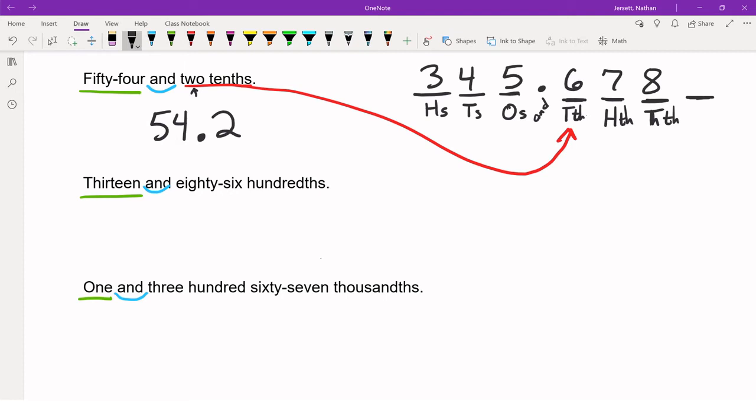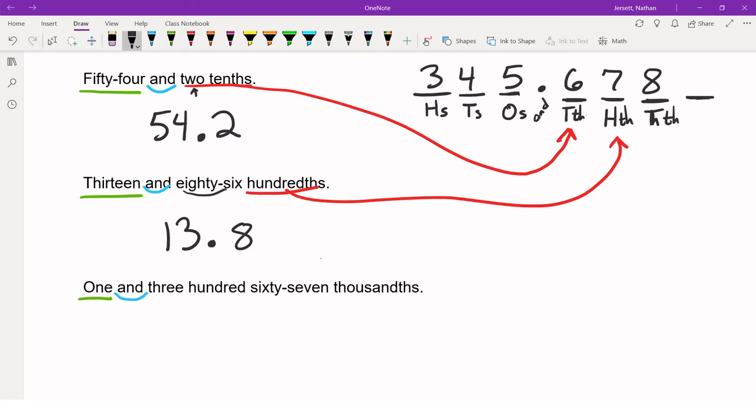Okay, so let's use that same idea on the next one. 13, that's easy. 13 and 86 hundredths. Hundredths, right there. So we need to have two numbers past the decimal. Well, that's fine because it gives us two numbers, 86. And if we write 86, this spot here is the hundredth spot. So that would be 86 hundredths. It ends in the hundredth spot. That is correct.